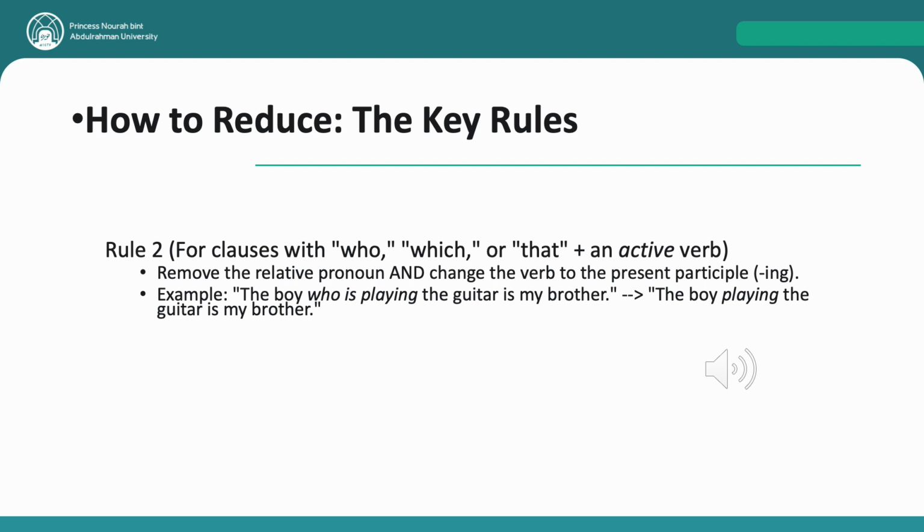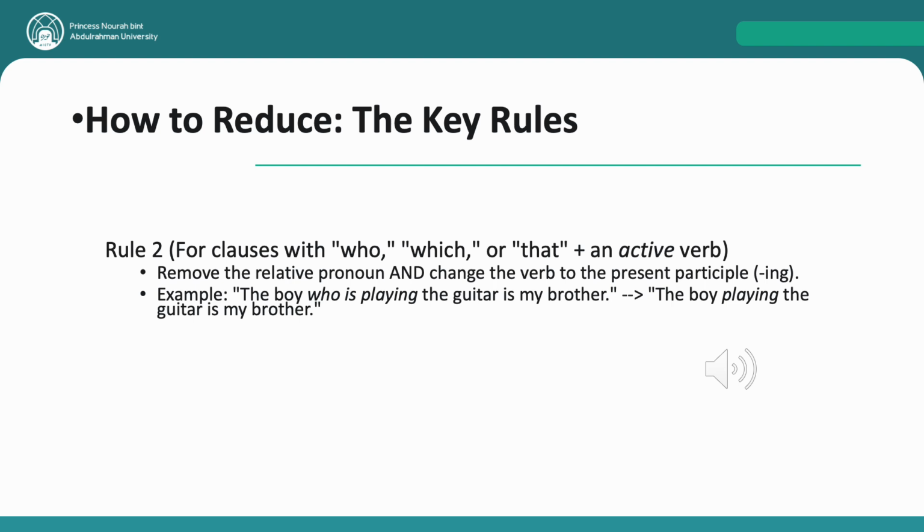Rule 2. Who, which, that, plus an active verb. This rule works when your clause starts with who, which, or that, and then has an active verb. In this case, we remove the relative pronoun and change the verb to the present participle, which means we add ing to the verb. For example, the boy who is playing the guitar is my brother.